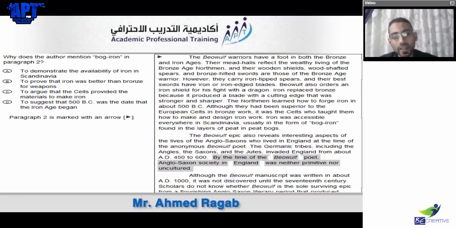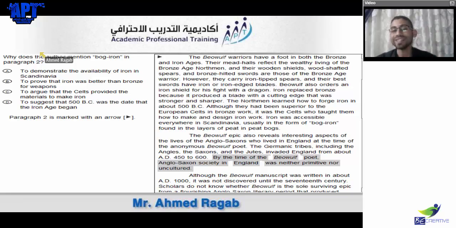Now, why does the author mention the Bronze and Iron Age in paragraph 2? So let's go for paragraph 2. So that's paragraph 2. So let's think about it. The Beowulf warriors have a foot in both the Bronze and Iron Age. Okay, very nice. Now, their need reflected the wealthy living of the Bronze Age Northmen. Now, while I'm answering that question, I should do what? Yes, while I'm answering that question, first I should read the question itself.